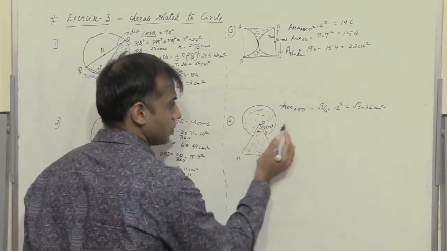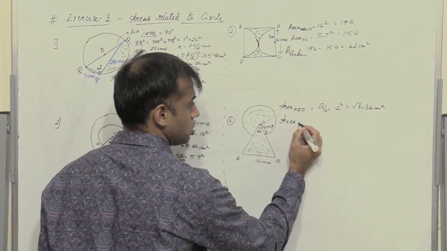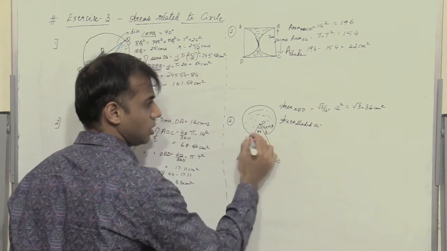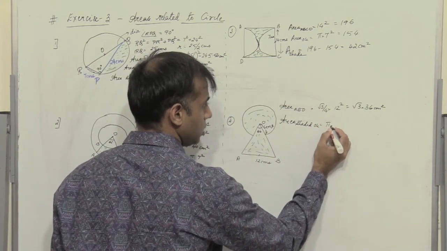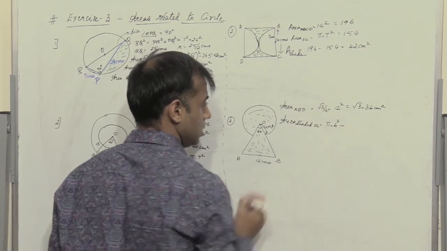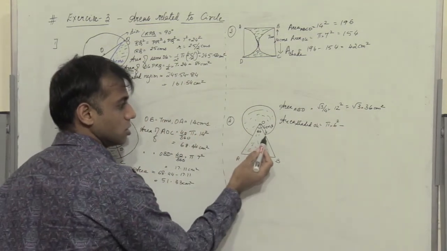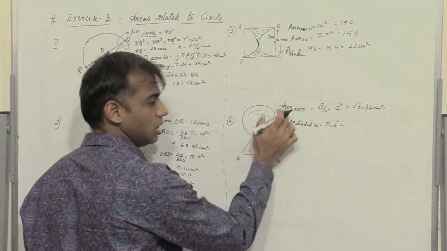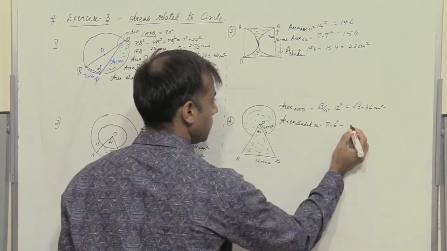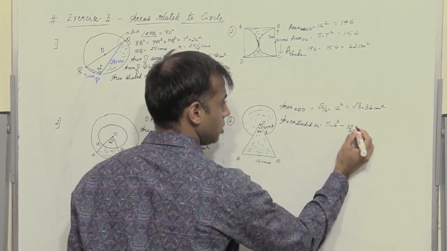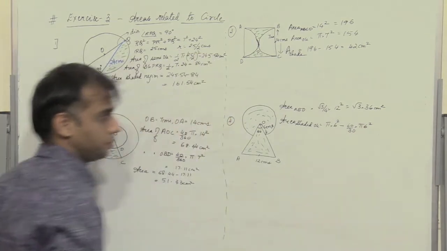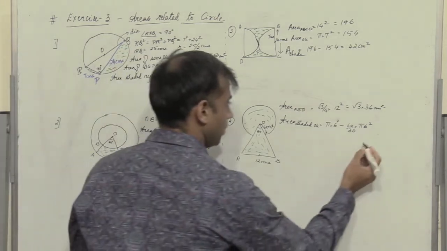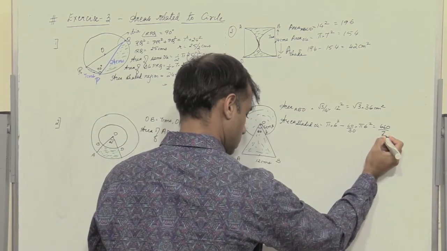So area of the shaded circle would be area of the entire circle, which is pi into r square, minus this region. So this region which has to be subtracted because it's already included here in the area of the equilateral triangle. So it's going to be 60 by 360 into pi 6 square. So that gives us the area of the shaded circle. So we get the value as 660 by 7.